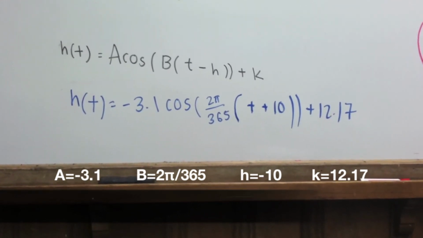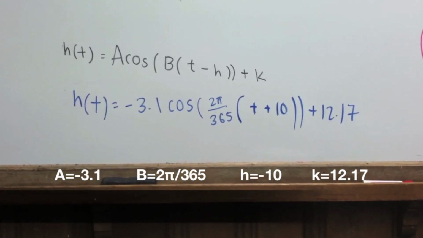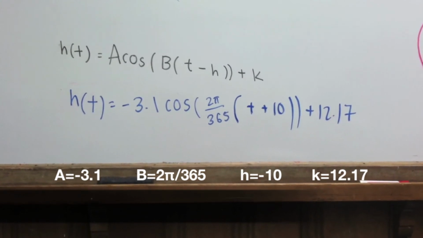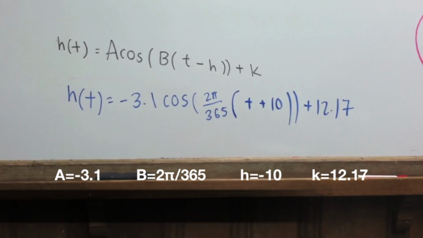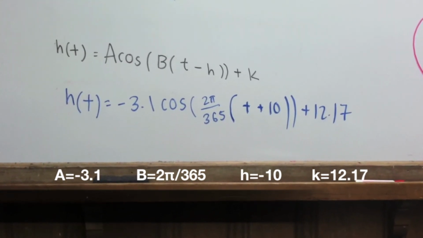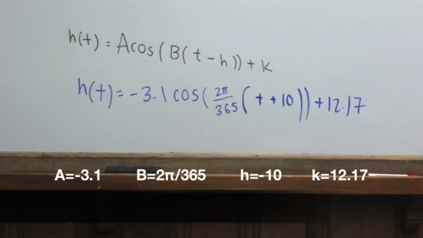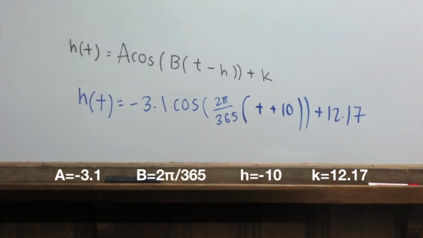H of t equals negative 3.1 cosine 2 pi over 365 of t plus 10 plus 12.17. This is the sinusoid for the function that models the daylight data.